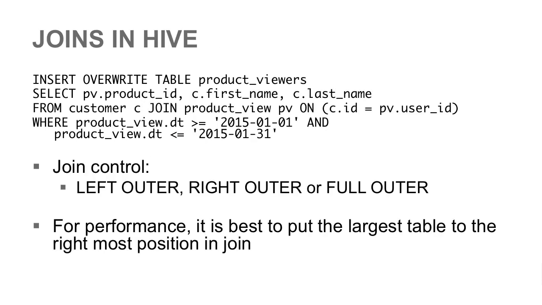Joins will follow a similar form as in relational databases, where we are going to say, for example, from customer C, join product view PV on a particular condition that the customer ID is the user ID of the product viewer. For the join control, we have our usual suspects: left outer, right outer, and full outer. And for best performance, it is best to put the largest table in the rightmost position of the join.